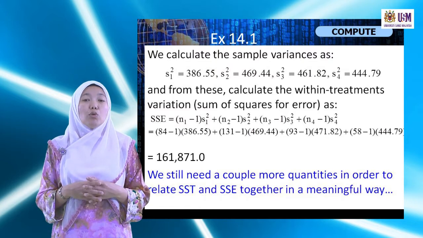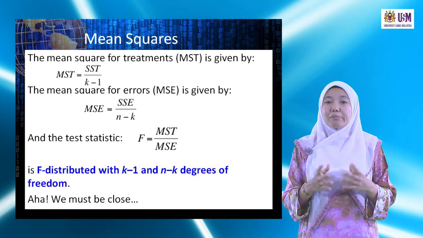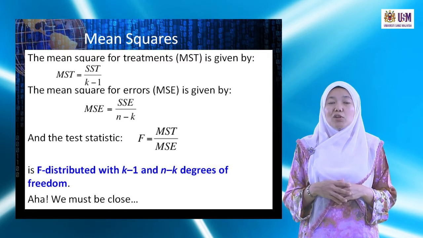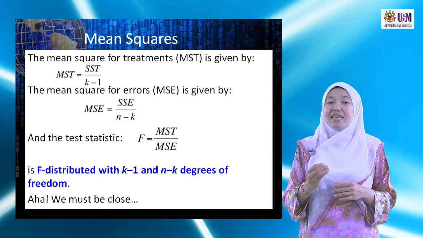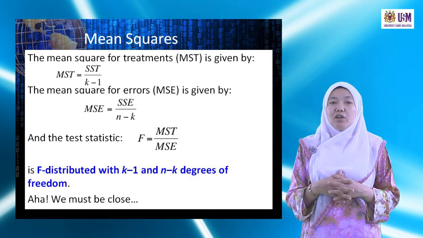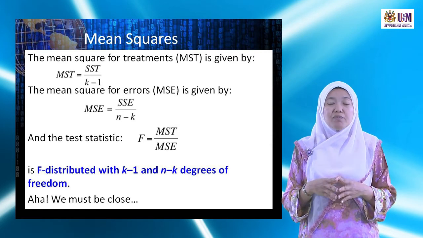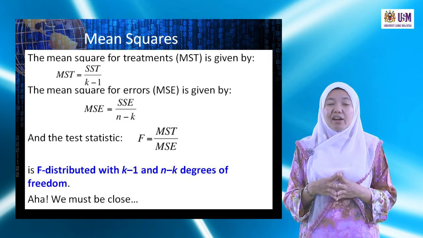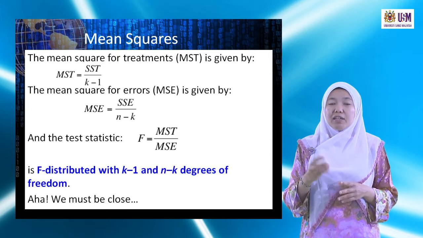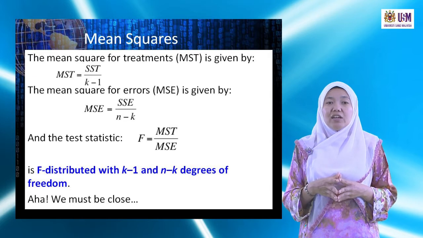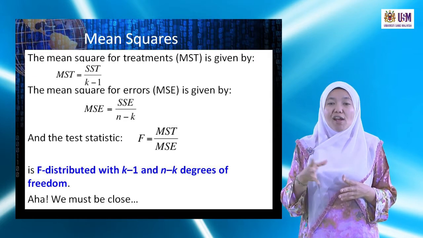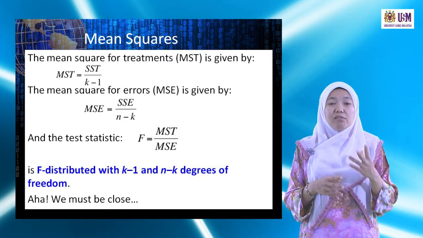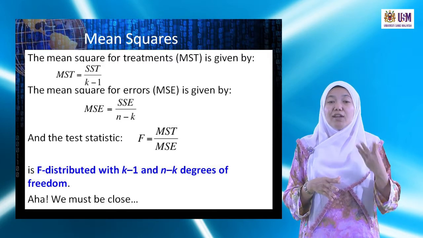You still need a couple more quantities in order to relate SST and SSE together in a meaningful way. Now we are looking at the mean square. Remember, in the ANOVA table, other than the sum of squares column, you also have the column for mean sum of squares. The mean square for treatment is simply given by SST divided by K minus 1, so K minus 1 is the denominator. The mean square for error, MSE, is given by the sum of squares for error divided by N minus K. This is from the ANOVA table.